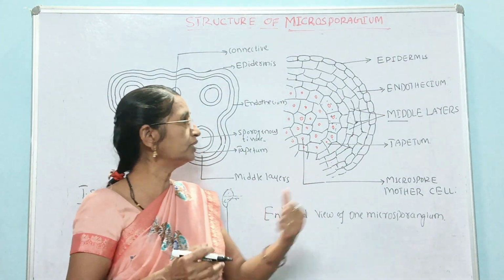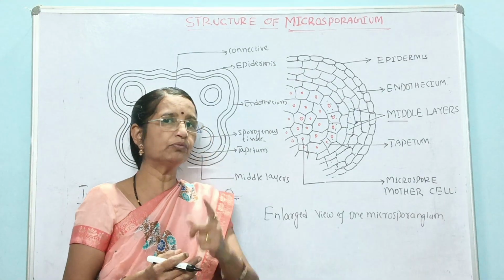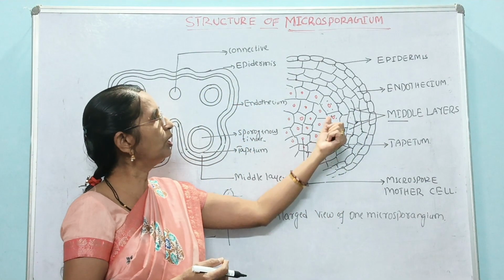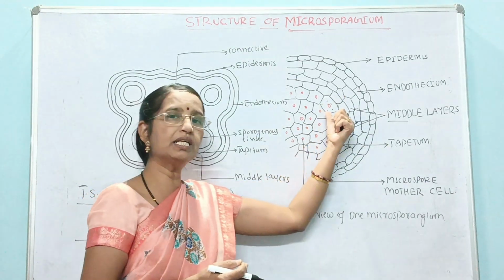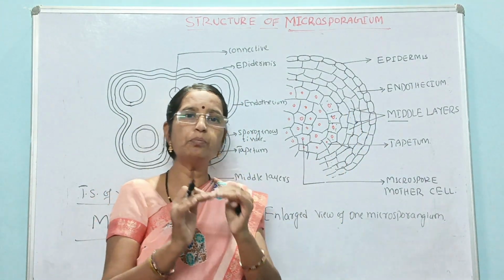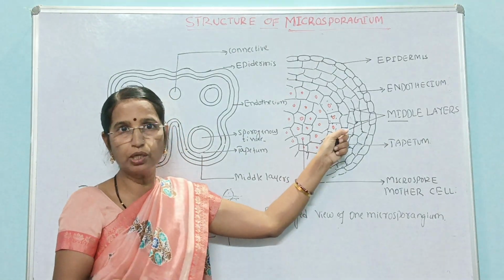So do you know, students, why they become binucleate or multinucleate? There is one reason, and that reason is endomitosis. During the division of the tapetal cell, the nucleus also divides. So due to endomitosis, this is the one reason why they become binucleate or multinucleate.